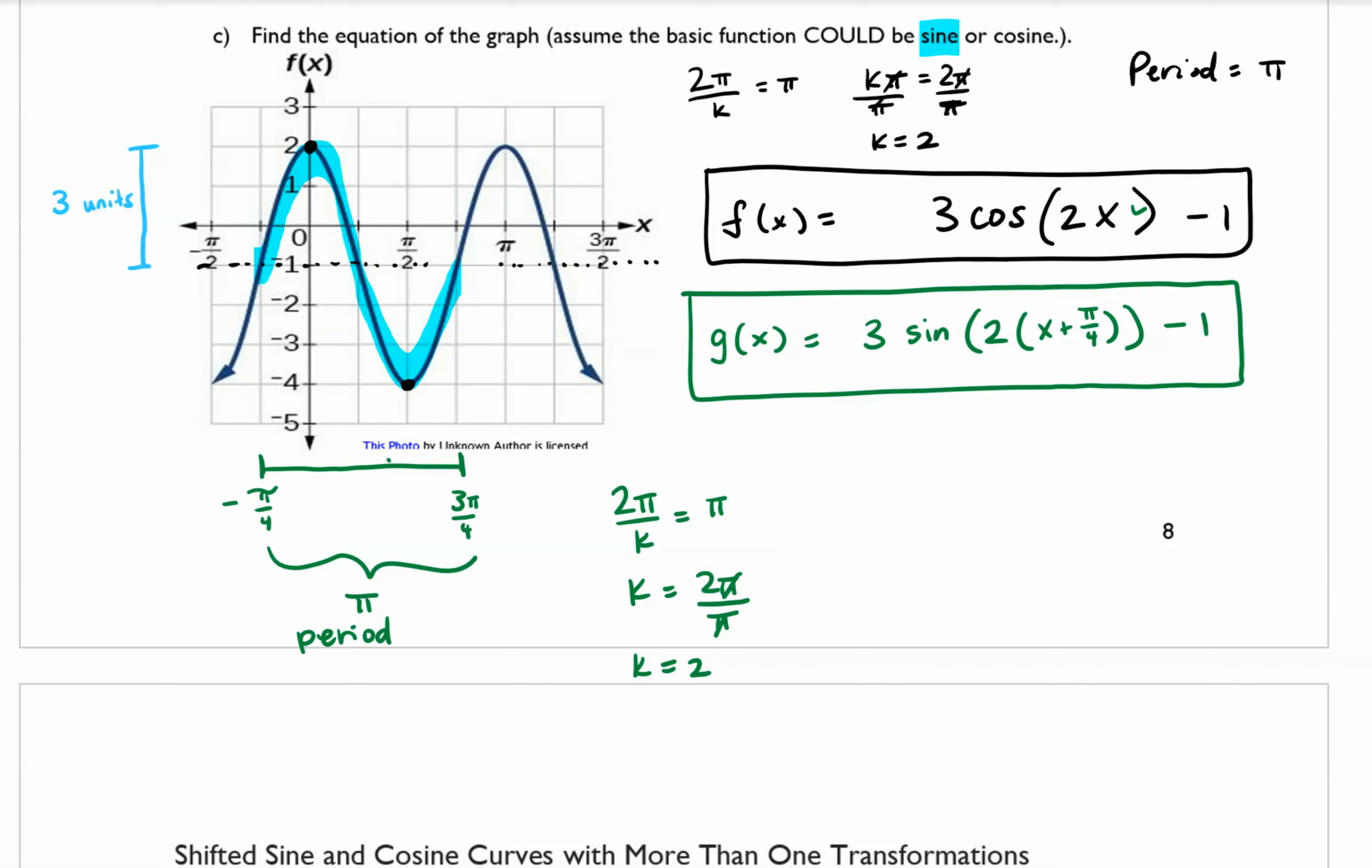Now you might be looking at this and thinking, oh, that's so weird, how can both of these things be equal?